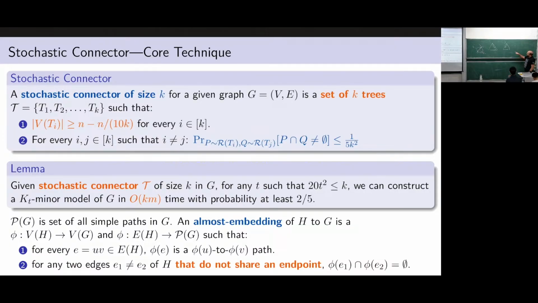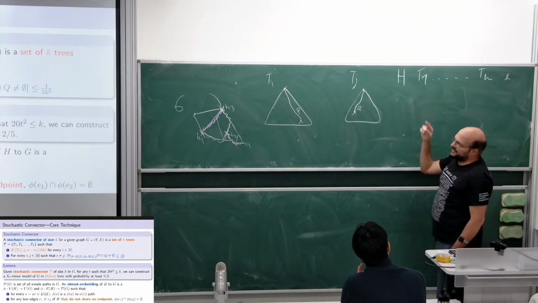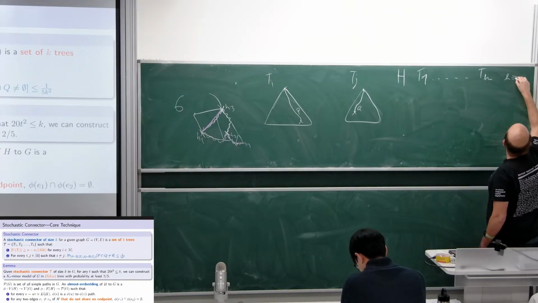So let's try to find it. First of all, I have my H, and I would like to find an almost embedding of H in my graph G, for which I have this set of stochastic connectors. So for H I have T1 up to Tk, where k is the number of edges in H. So let me write it like that.